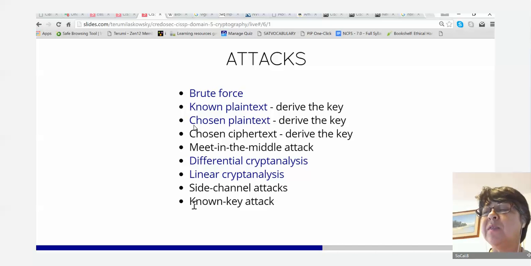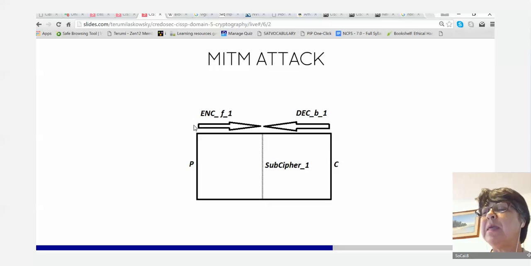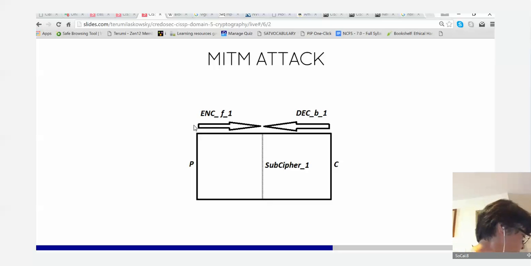Okay. So now, what's left is the meet in the middle attack. So let's take a look at this. The meet in the middle attack is actually specifically an attack on triple DES. So let's take a look at how we do that on the whiteboard.